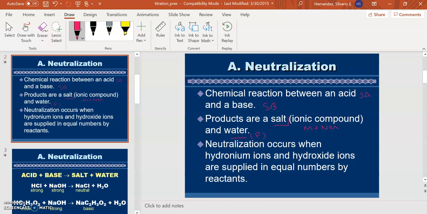We also talked about, in a neutralization reaction, hydronium ions and hydroxide ions, those H3O+ ions and those OH- ions. They are equal to each other in a neutralization reaction as well. So the pH would be a 7, or neutral.